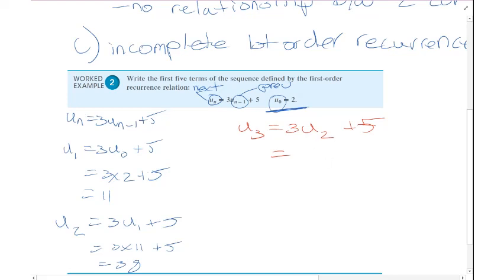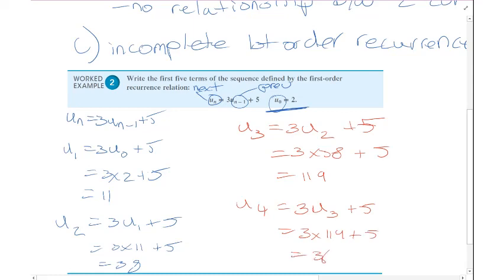So when I do 3 times 38, so if I go 3 times 38 plus 5, 3 times 38 plus 5 is going to give me 119. If I add in U4, we equal 3U3, okay, that's a U plus 5. That's going to give me 362. So if I go 3 times 119 plus 5, I'm going to get 362.